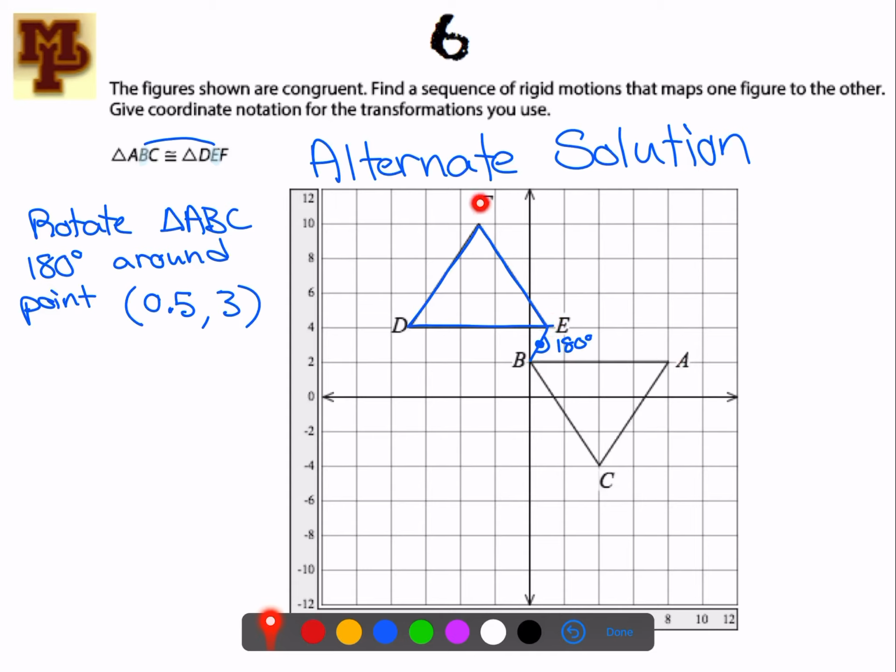A will rotate all the way over to D, and C will rotate over to F. So again, this is a faster method. It takes out the translation completely. I would like you guys to look for these types of things.